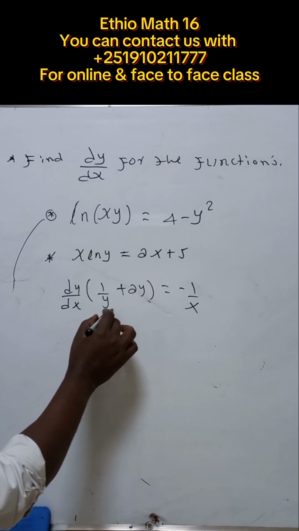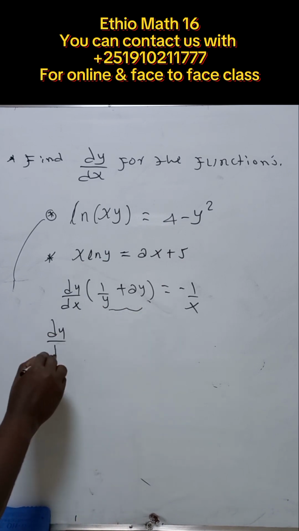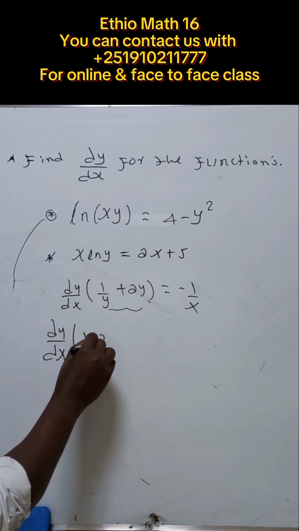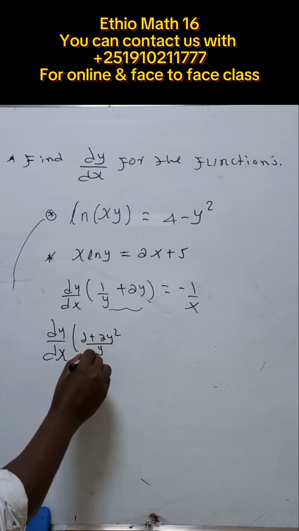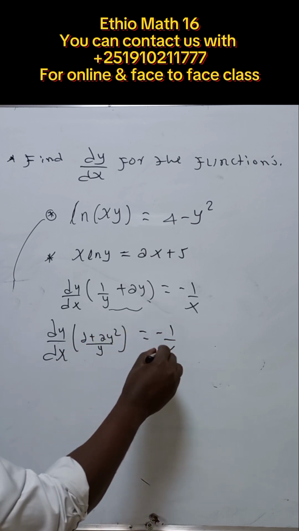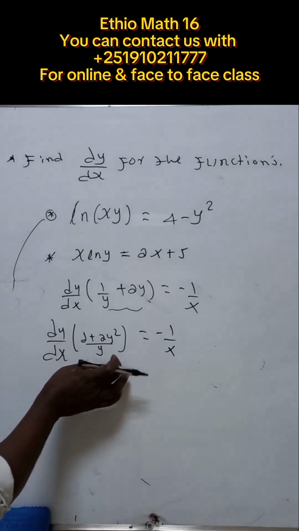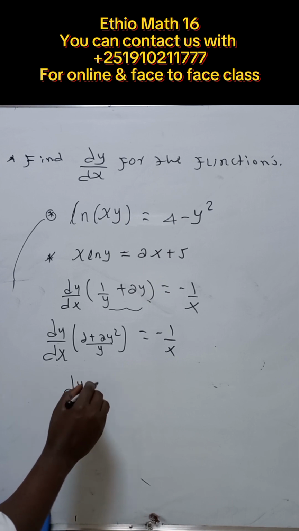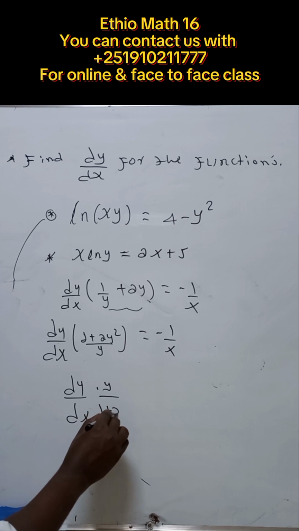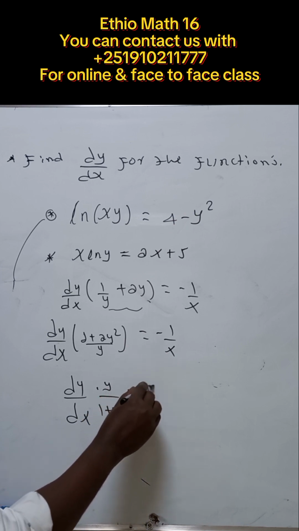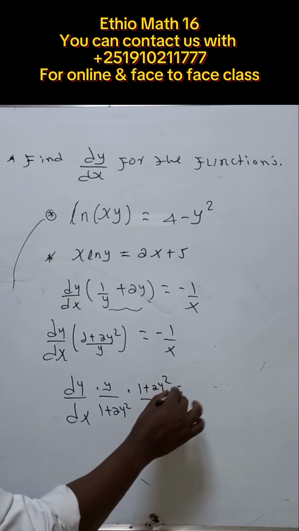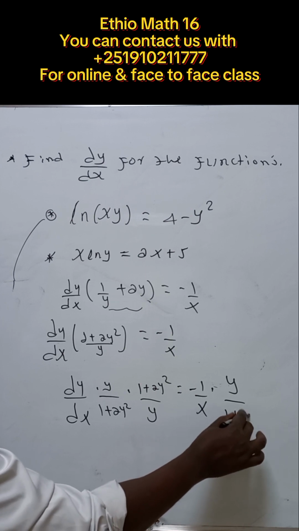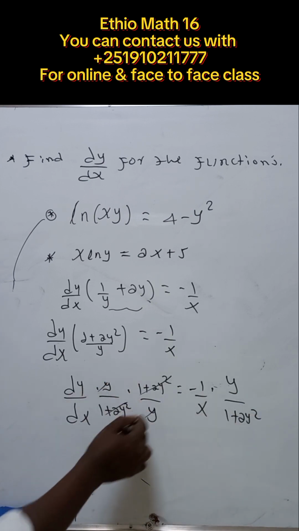So when we simplify this one, dy by dx times 1 plus 2y squared over y is equal to negative 1 over x. So let's multiply both sides by the reciprocal of this one. The reciprocal is y over 1 plus 2y squared. So dy by dx times y over 1 plus 2y squared times 1 plus 2y squared over y is given by negative 1 over x times y over 1 plus 2y squared. So this is cancelled by this one, and this is cancelled by this one.